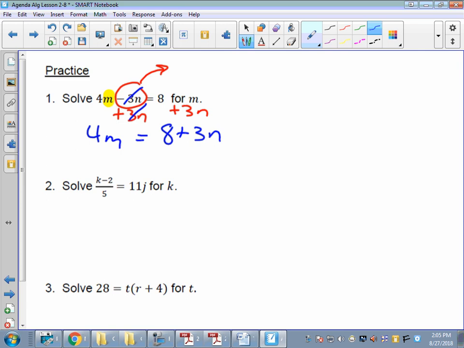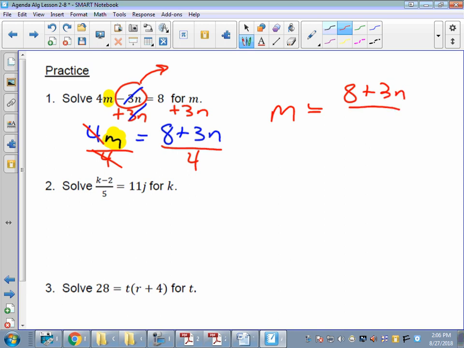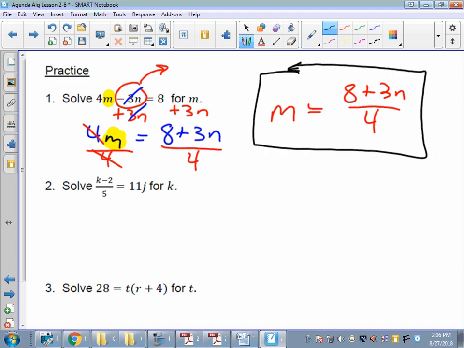So now I just have 4m equals 8 plus 3n. Again, I'm locating the variable again. Here's m. And I want to isolate it. I want to get it by itself. So what's happening to m? It's being multiplied by 4. So I'm going to go ahead and divide by 4 on both sides. And that's going to cancel this out and this out. I'm going to be left with m equals 8 plus 3n over 4. And that's where it gets a little tricky or a little different. We haven't seen an answer quite like this, but this is your answer. We can't simplify that anymore, so that's our answer right there, 8 plus 3n over 4.